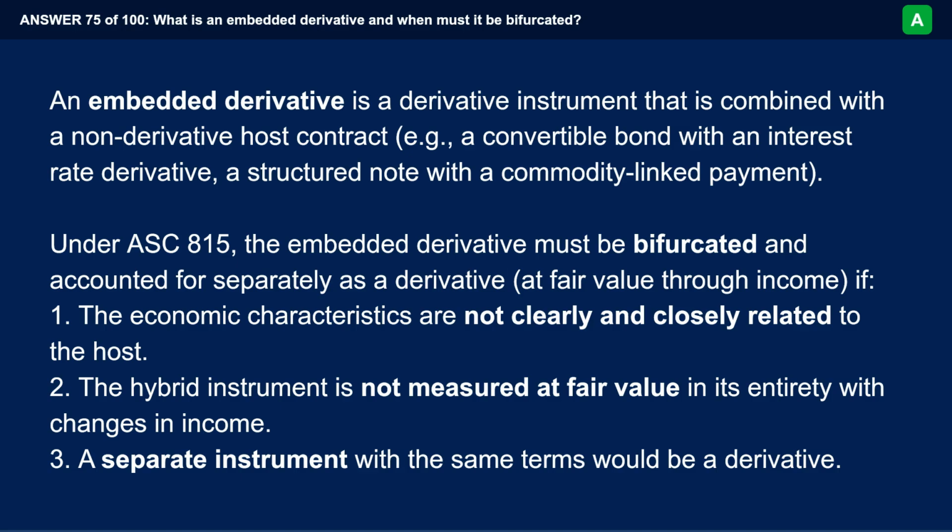Under ASC 815, the embedded derivative must be bifurcated and accounted for separately as a derivative, at fair value through income, if: 1. The economic characteristics are not clearly and closely related to the host. 2. The hybrid instrument is not measured at fair value in its entirety with changes in income. 3. A separate instrument with the same terms would be a derivative.